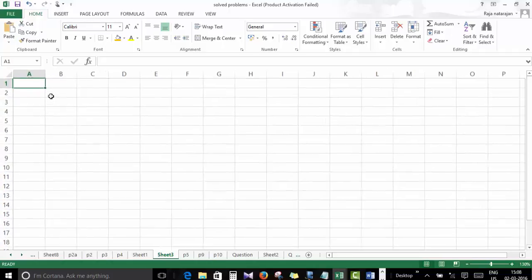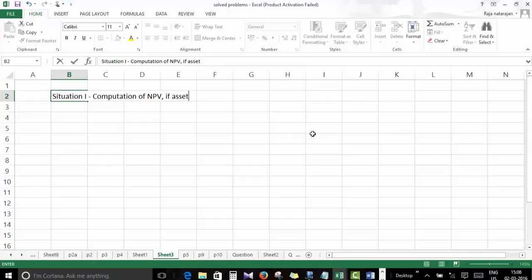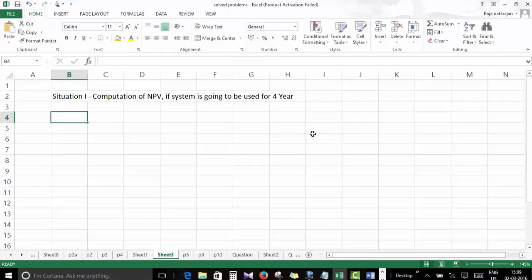We have two scenarios. So let me increase. I'll call it situation 1. Situation 1, computation of NPV if the system is going to be used for 4 years. So we should know what is our initial investment. So working note 1, computation of initial investment.